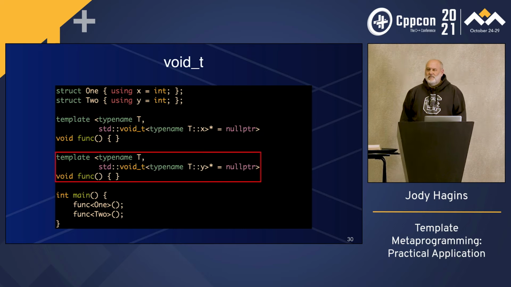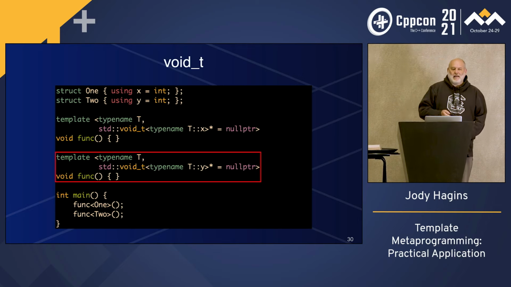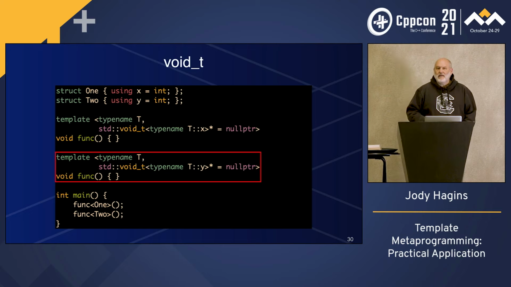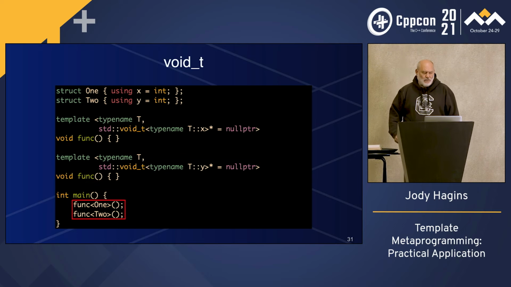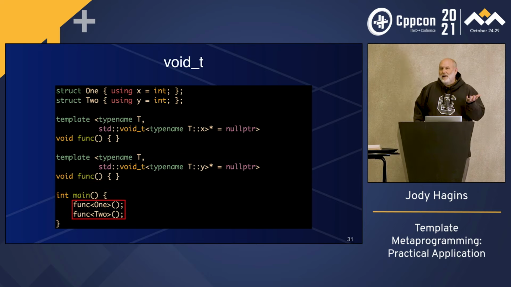The next one says that if the type that you give me has a type alias named y, then this one will match. And if they don't match, then remember, this will be a substitution failure, which is not an error, right? So it just won't match. But if they do match, then that's what will happen. So in this case, when we call func1, notice that 1 up there has an x. And when we call func2, note that 2 has a using y equals int. Okay?